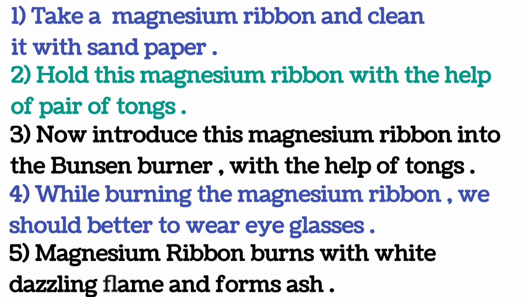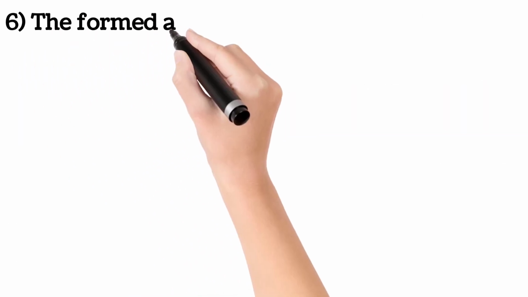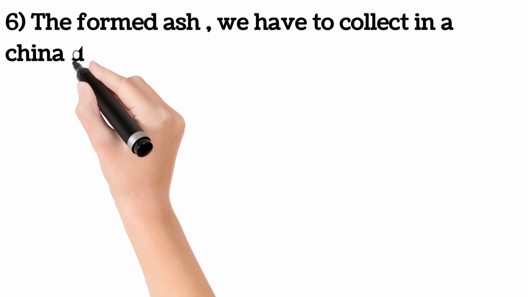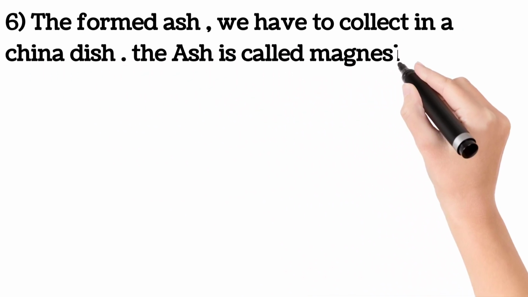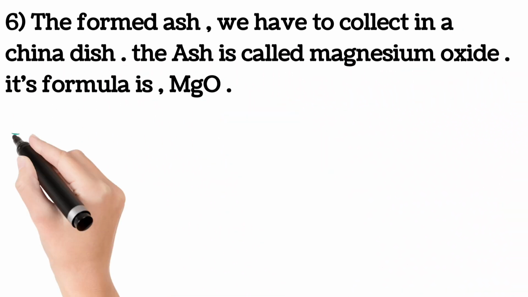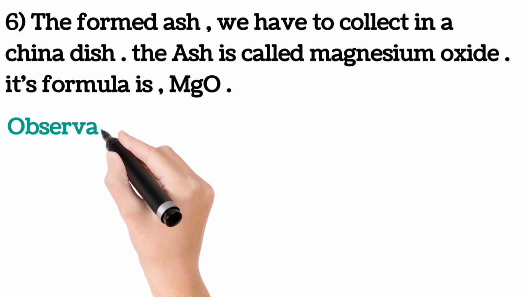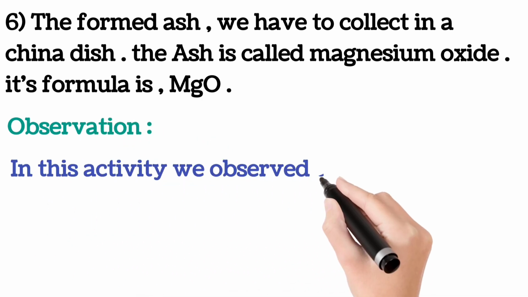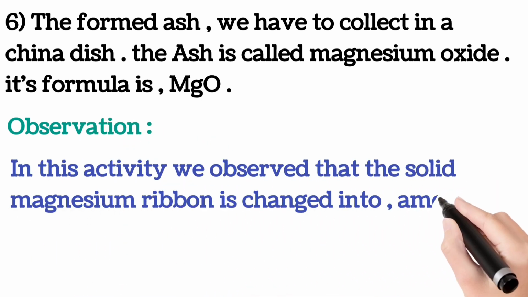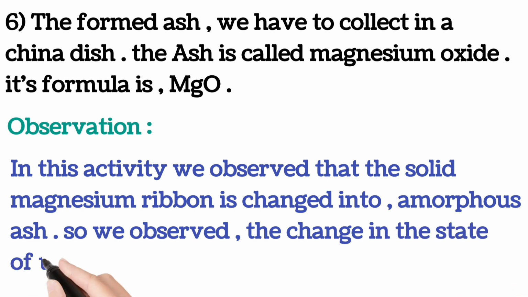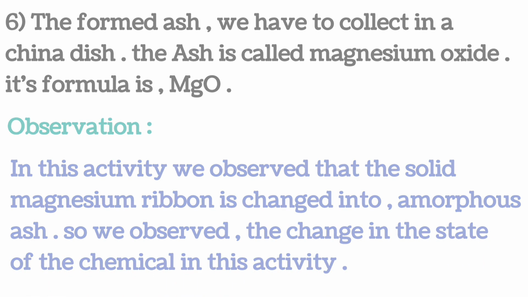After burning the magnesium ribbon, we have to collect the formed ash on a china dish. The ash is magnesium oxide. Its formula is MgO. In this activity we observed that the solid magnesium ribbon is changed into amorphous ash. So we observed the change in the state of the chemical in this activity.